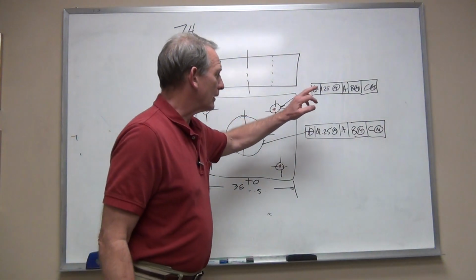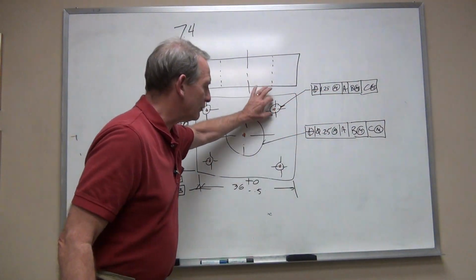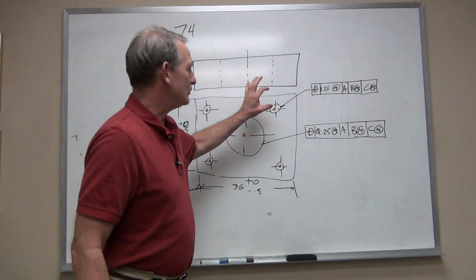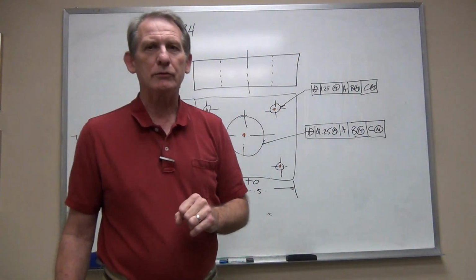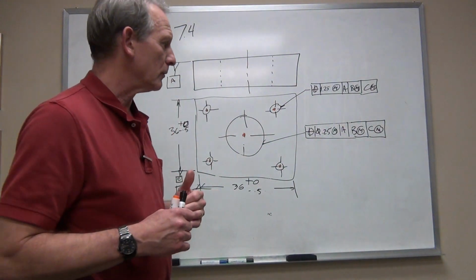And never forget that the tolerance zone defined by this is not the feature itself. These could just as easily have been square holes. The tolerance zone and the feature control frame would not have changed.